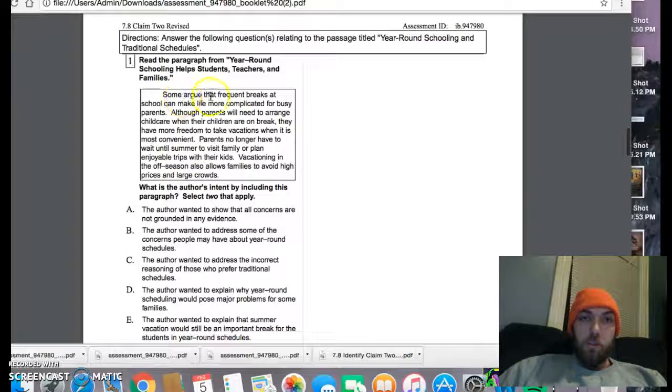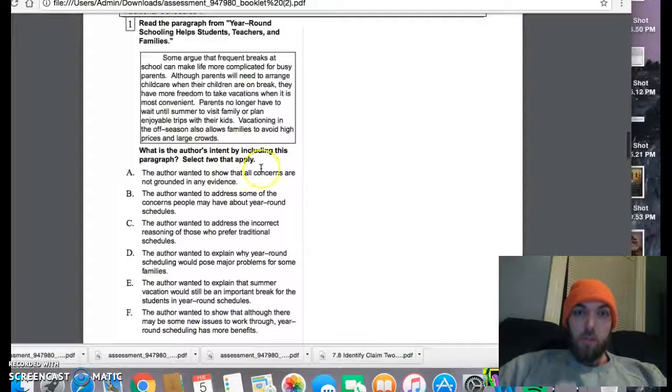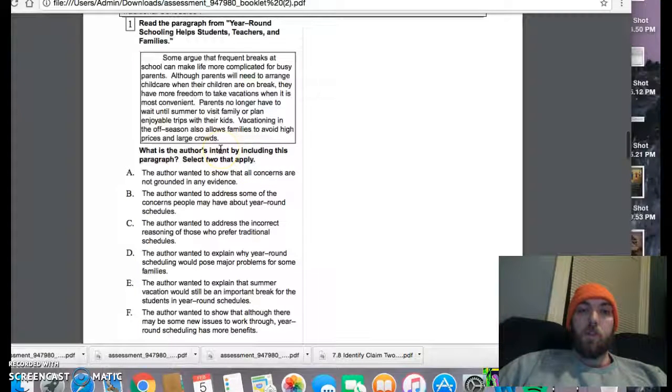So from the passage, some people argue that frequent breaks at school can make life more complicated for busy parents. Although parents will need to arrange childcare when their children are on break, they have more freedom to take vacations when it is most convenient. Parents no longer have to wait until summer to visit family or plan enjoyable trips with their kids. Vacation in the off-season also allows families to avoid high prices and large crowds. So the question is, what is the author's intent by including this paragraph? Select two that apply. Make sure you select two. Intent means the purpose or the reason. So why do they include this paragraph?